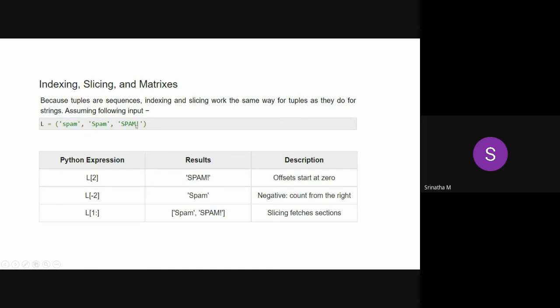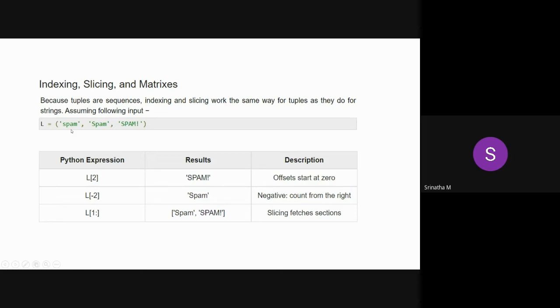L of minus 2, as we know, because the backward propagation will traverse from the backside, I mean in the reverse direction. This is minus 1, minus 2, minus 3. Like that also you can traverse.